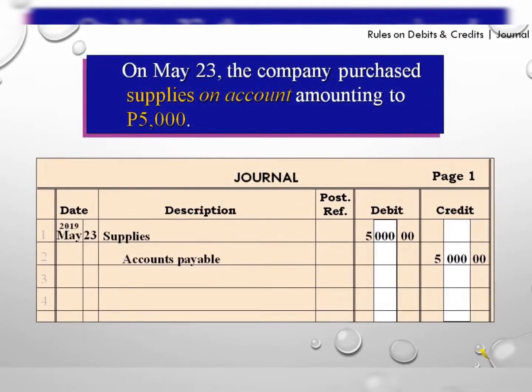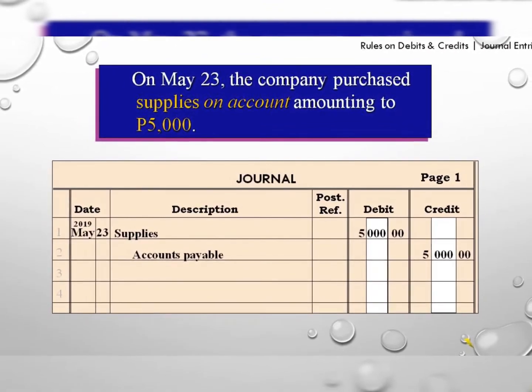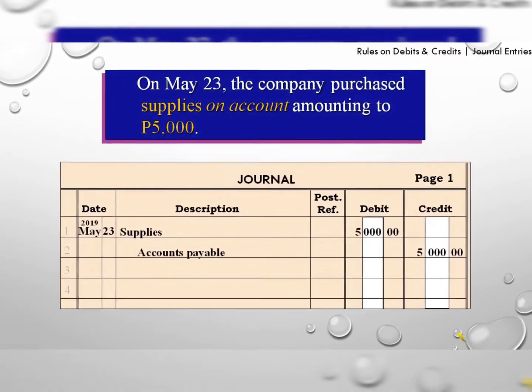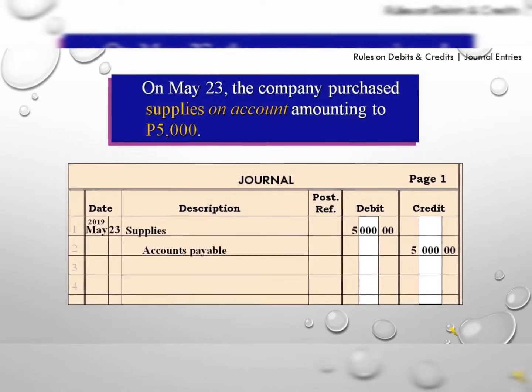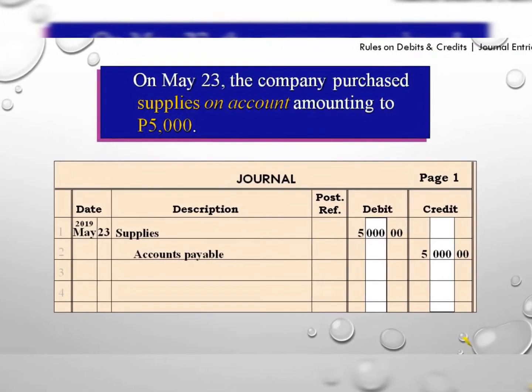Another example, on May 23, the company purchased supplies on account amounting to 5,000. Journal entries: supplies debited, accounts payable credited.